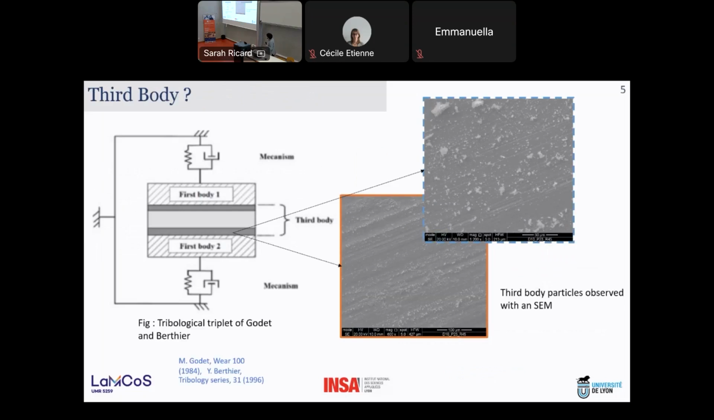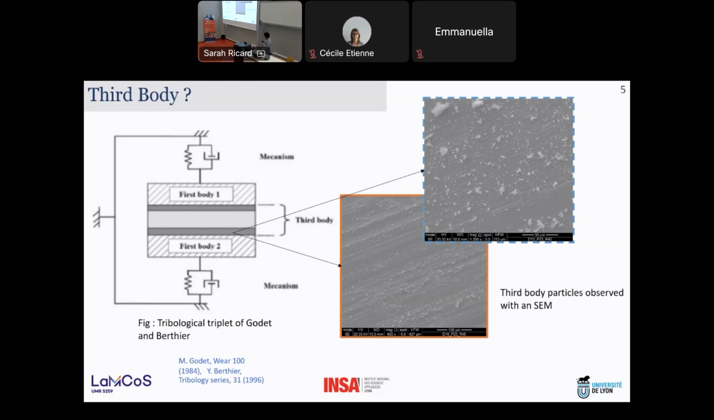Okay, so the following diagram is what we call a tribological triplet. It is a conceptual model proposed by Maurice Godet and Yves Berthier. It states that friction is not an intrinsic property, but rather a system property, which means that for the same material pair, you could have different friction coefficients when you vary the system. Okay, so it consists of three main components.